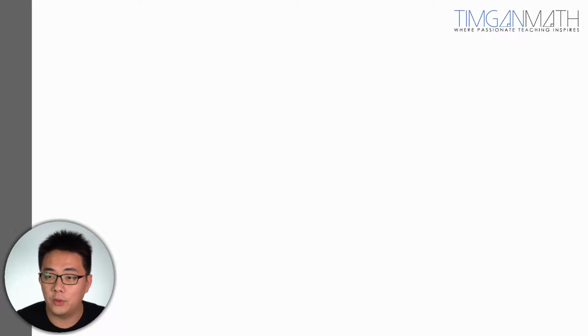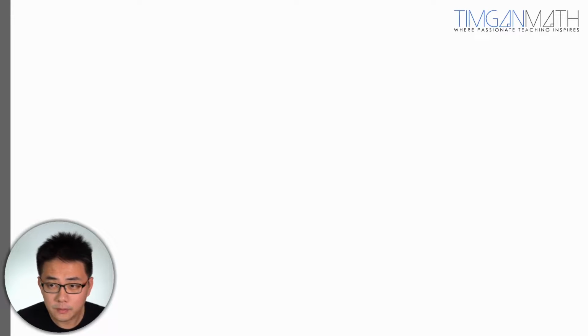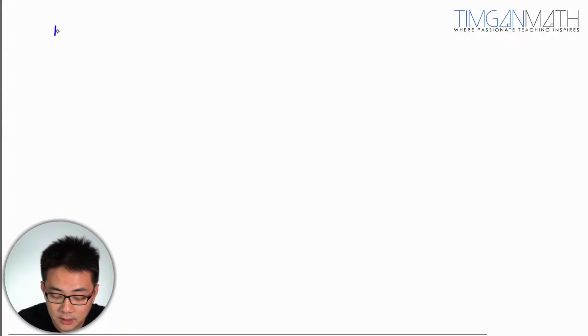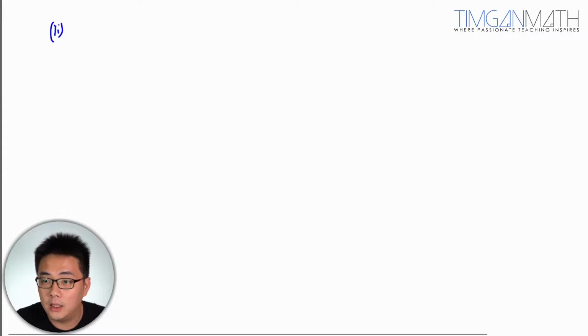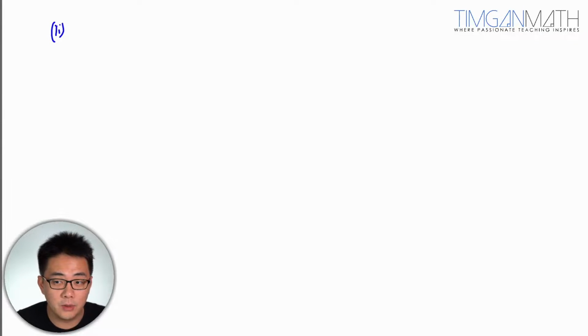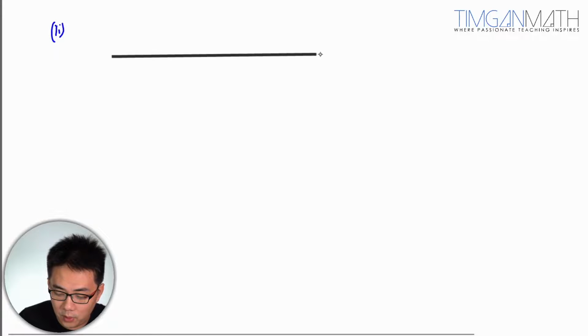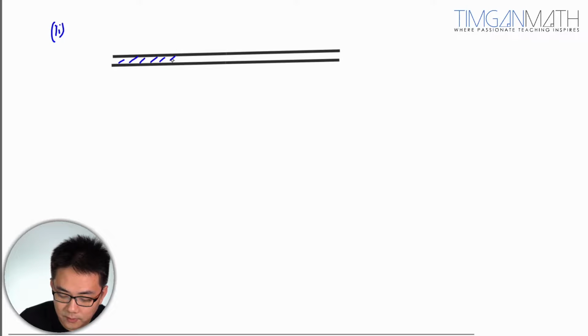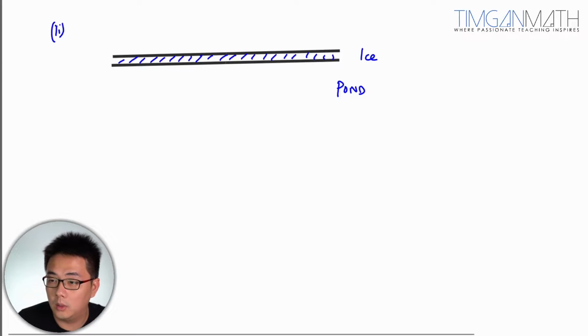So let's look at part 2 of the question. You're told that the scientists now model the thickness of ice on a pond. In winter, the surface of water in the pond freezes. Let's say this is a pond. This is ice, a layer of ice here, and this is the water in the pond.